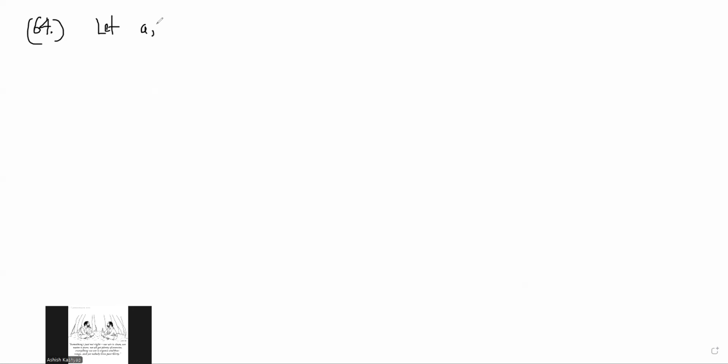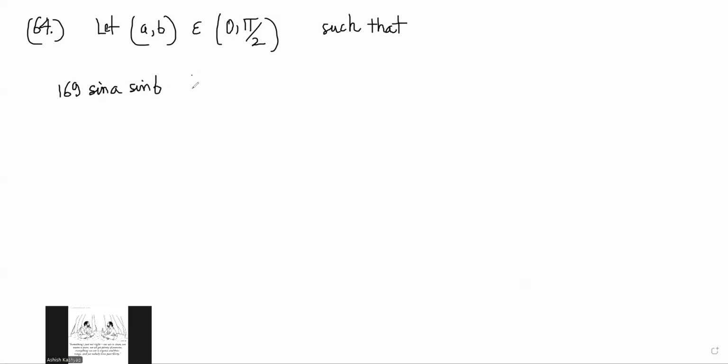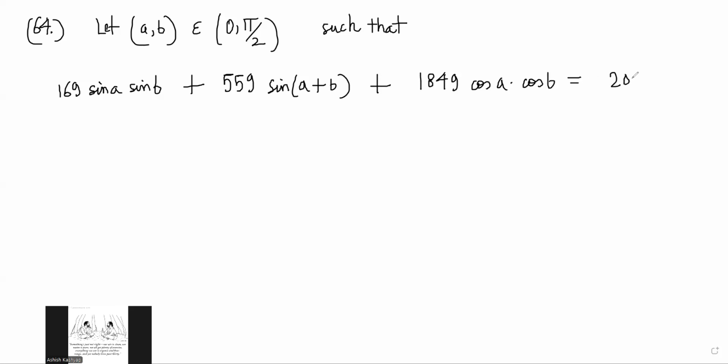Let A, B belong to 0 to pi by 2 such that 169 sine A sine B plus 559 sine of A plus B plus 1849 cos A cos B is equal to 2018. And we have to evaluate tan A times tan B.